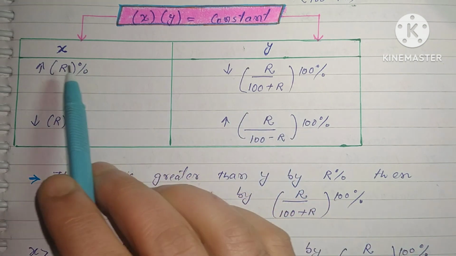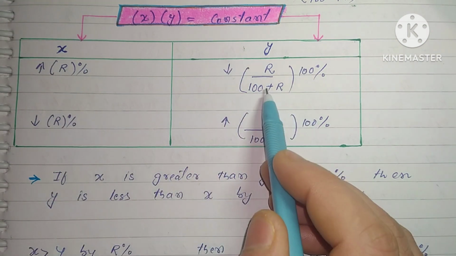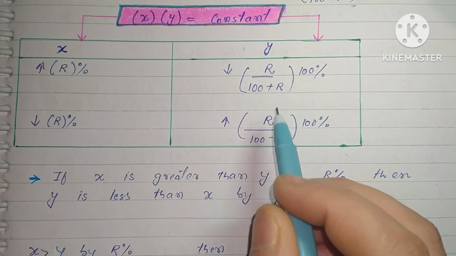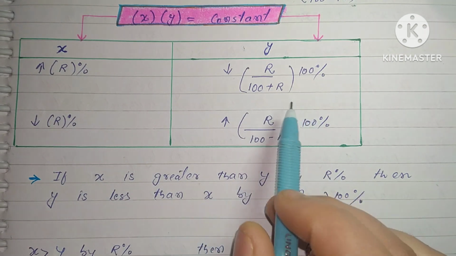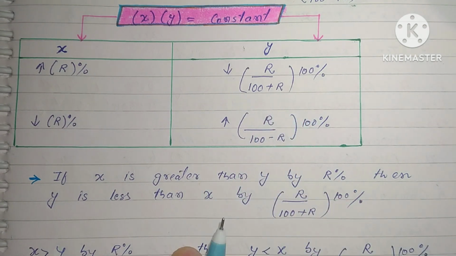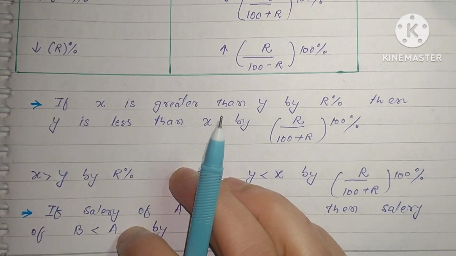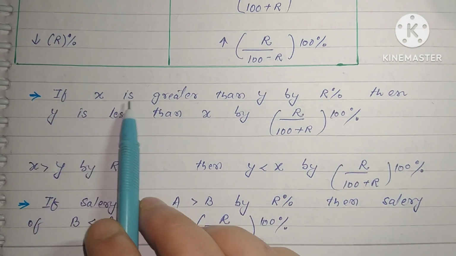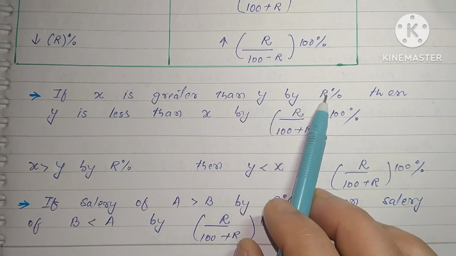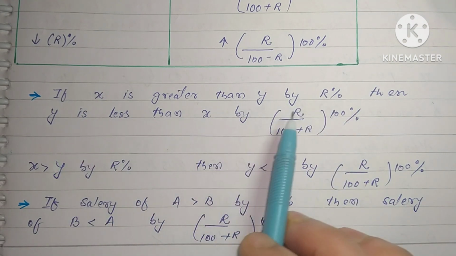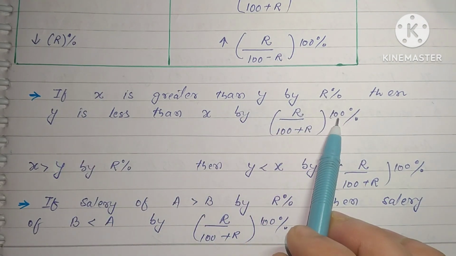You have to keep in mind that if you have to decrease, then it is 100 plus r. If you have to increase, then it is 100 minus r. Rest all is same. Another type of question asked is in the same concept, that if x is greater than y by r%, then y is less than x by r divided by 100 plus r%. This is the same.